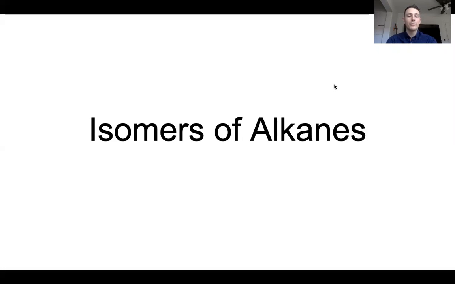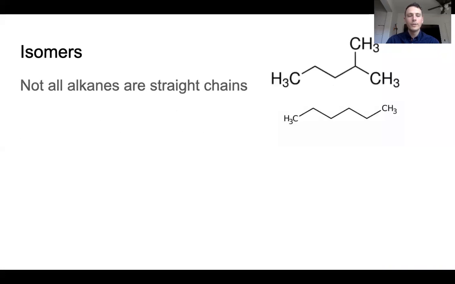Hello everyone. Today we're going to be talking about isomers of alkanes. We defined alkanes previously as organic molecules or hydrocarbons that consist of only single bonds between the carbon atoms within the molecule. Isomers is just another specification that we can put onto our organic molecules, and we'll define those in just a moment. But in order for us to understand what isomers are, we need to realize that not all alkanes or organic molecules are straight chains like we've seen so far.